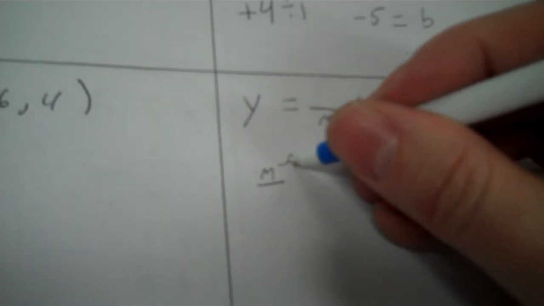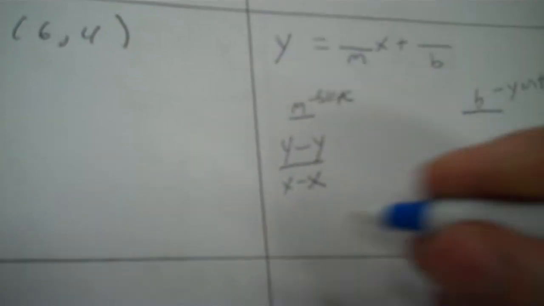So to find that slope, remember what these letters mean, okay? Very important you remember that. Okay, so the slope is y minus y over x minus x.